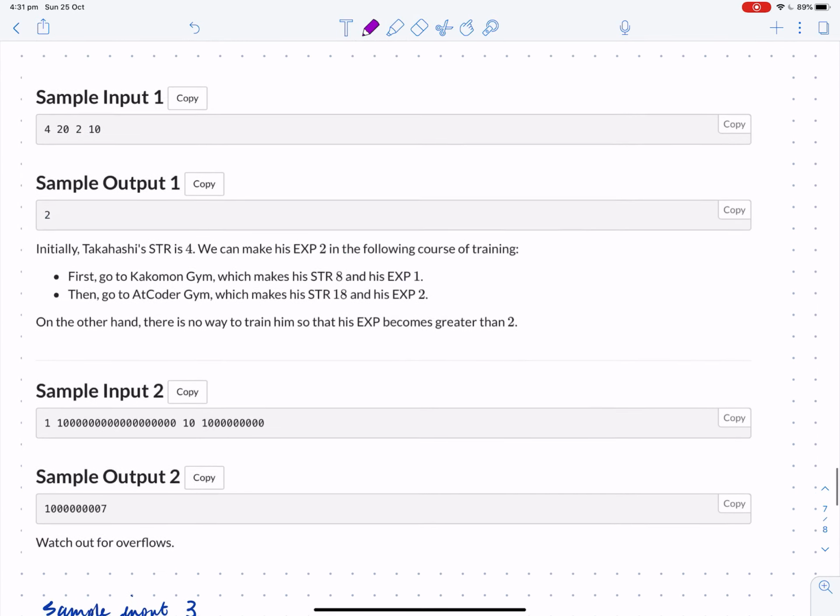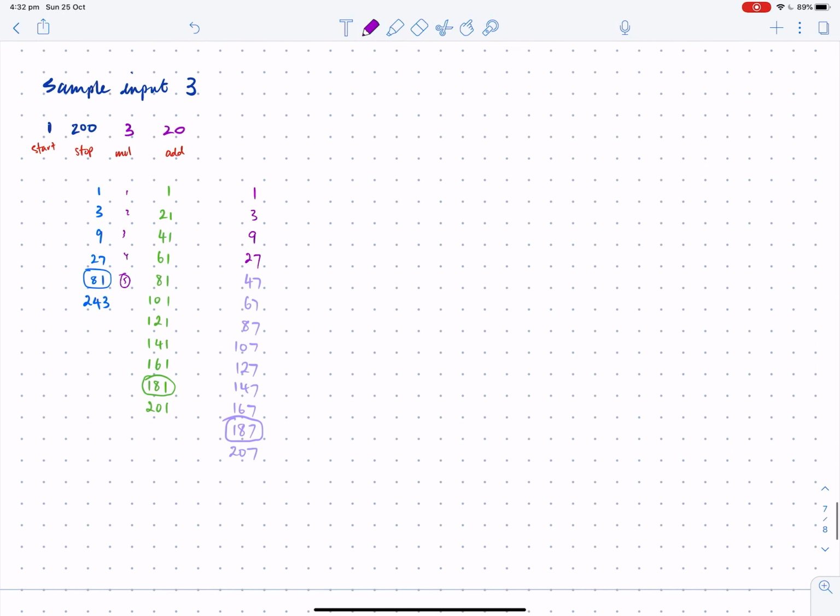I think that's what we print out. Yes, we print that out. Right, what if we add 20 instead? So we get 1, 21, 41, 61, and so on. Eventually we get to 201, which is just a little bit too much. So our highest value we can get without evolving is 181. And what's our EXP? 1, 2, 3, 4, 5, 6, 7, 8, 9, 10. All right, so we can get an output of 10 here.